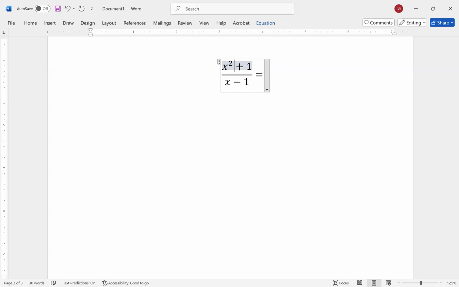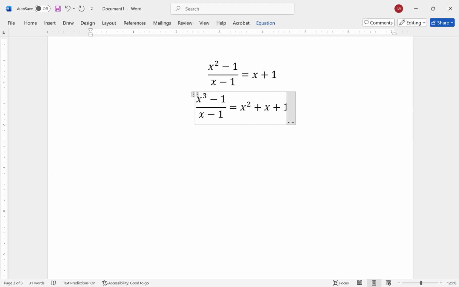Excuse me. I misdid that. I went that way. I want to do this way. So x squared minus 1 divided by x minus 1 gives me x plus 1. And if I take x to the third minus 1 and I divide that whole thing by x minus 1, then what I get is x squared plus x plus 1.